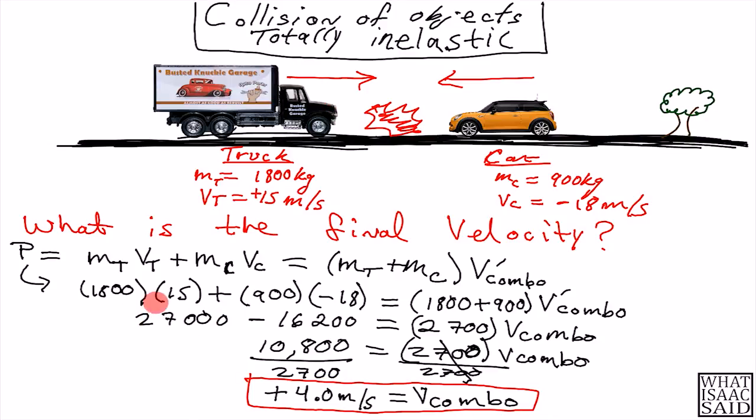As you can see here, it has 2,700,000 kilograms meters per second. This is momentum, and the vehicle only has 16,200 kilograms meters per second of momentum. So the truck has a greater momentum than the vehicle, and as they collide with each other, the momentum of the truck is going to dominate. So they're still going to move in the positive direction at 4 meters per second.